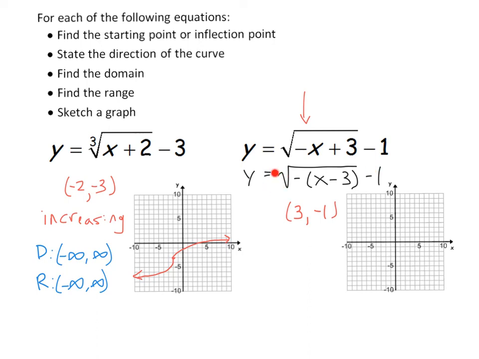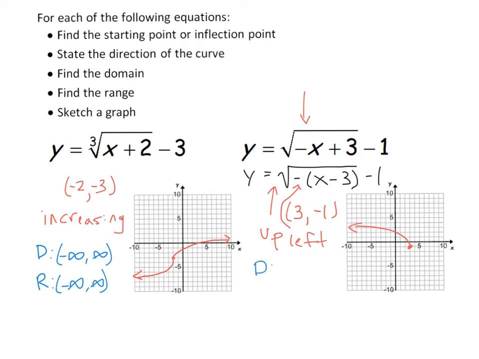Because A is positive, we know it's going to open up. And because this negative right here is there, we know it's going to go left. Up and left from 3, -1. So 3, -1 is right here. And it's going to go up and to the left. So it's going to curve like this.